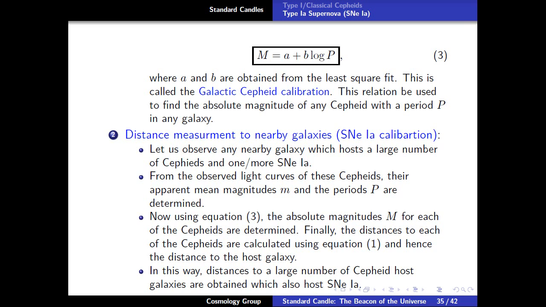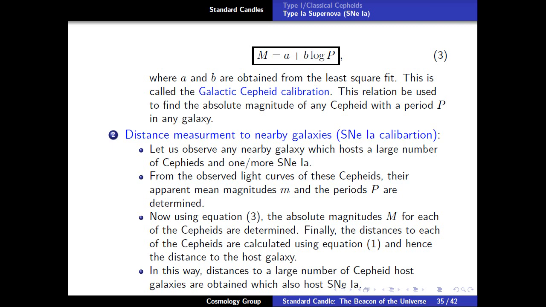And this slope and intercept are obtained from the least square fit, and this is called the galaxy Cepheid calibration. This relation can be used to find the absolute magnitude of any Cepheid with a period P in any galaxy. And step 2 is called the distance measurement to nearby galaxies, which host both the Cepheids as well as one or more type 1a supernova.